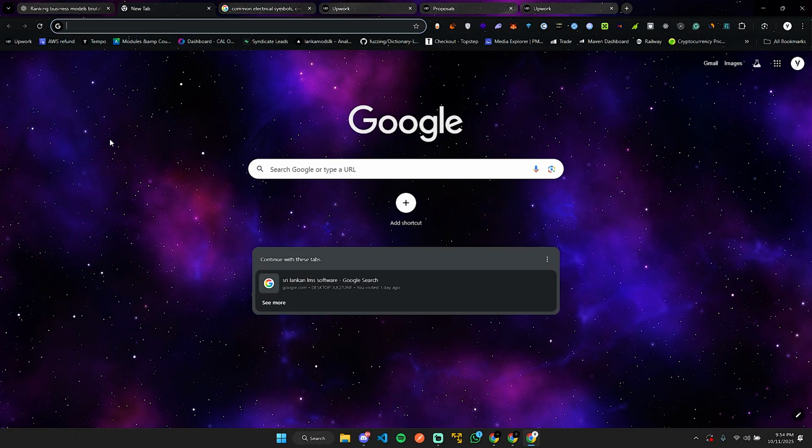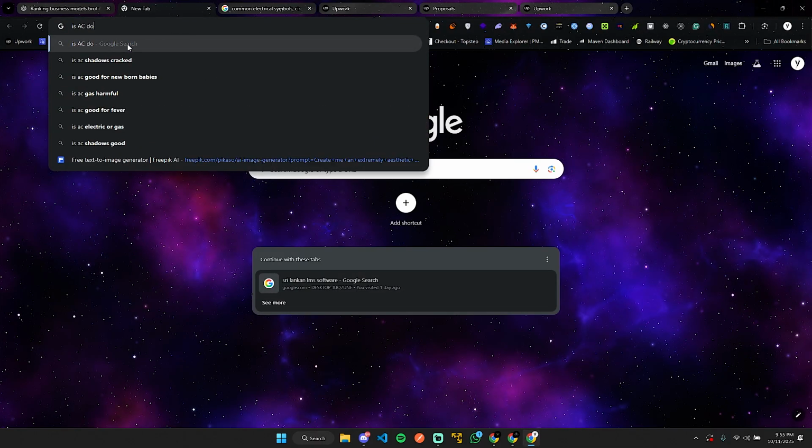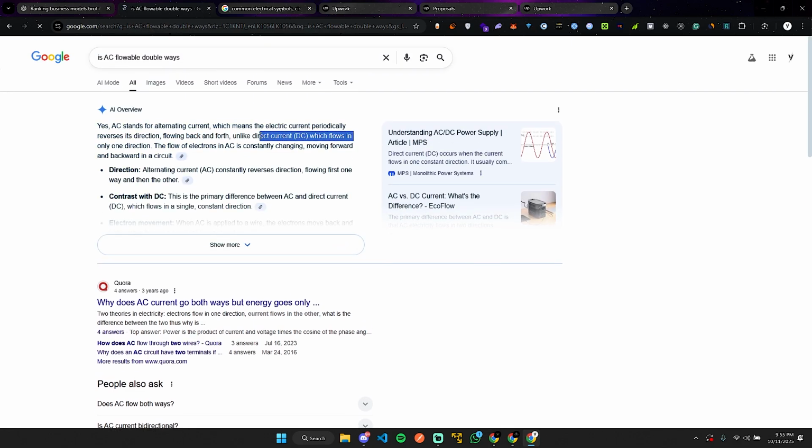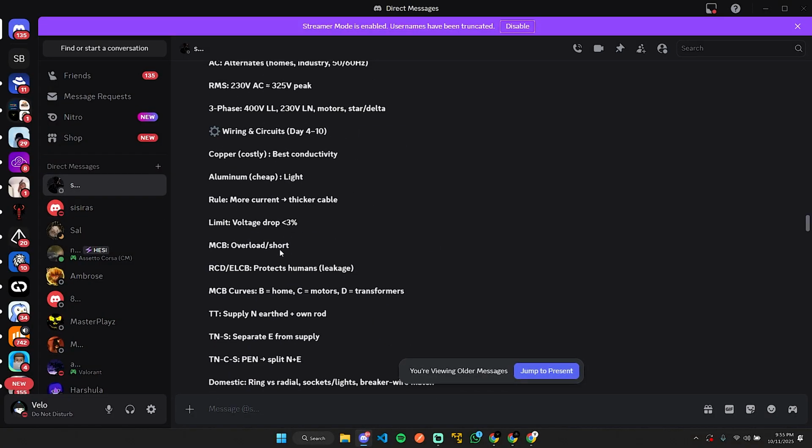And there's AC, which is alternating current, and direct current, which is only flowable one way, and alternating current is flowable both ways. Is AC flowable both ways? Let's see if I can get an answer to this. Yes, okay, so DC flows in one direction. Alright, so basically that's all I know so far.